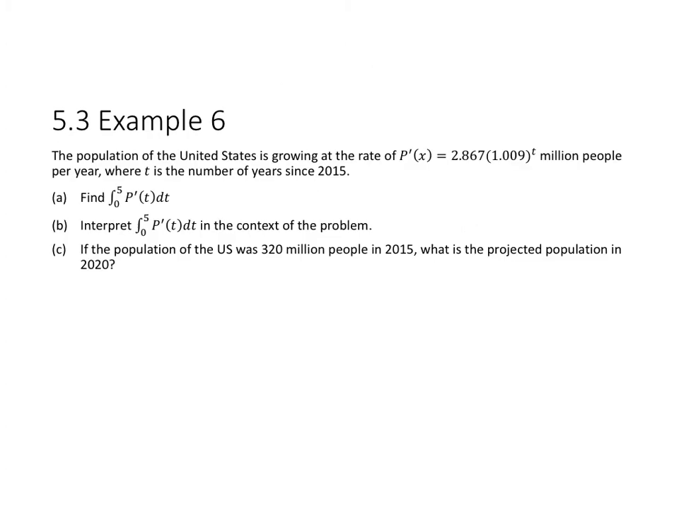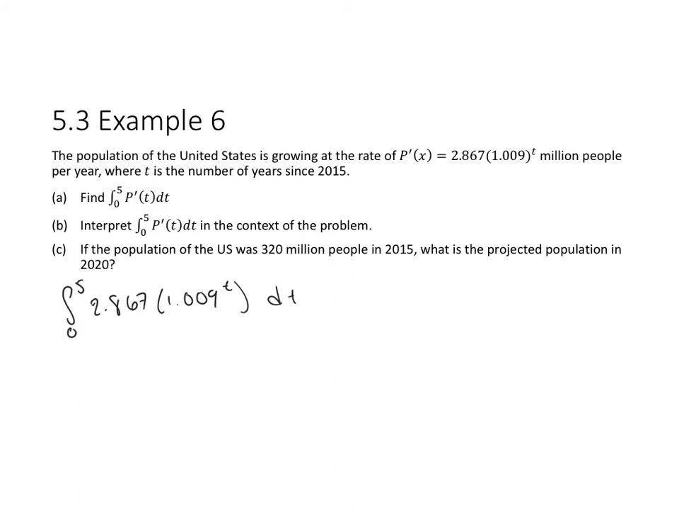Let's look at an application problem. The population of the United States is growing at a rate of P prime of t is 2.867 times 1.009 to the t million people per year, where t is the number of years since 2015. It wants us to find the area under the curve between 0 and 5 of P prime of t dt. So let's start by writing that antiderivative. We're going to go from 0 to 5 of 2.867 times 1.009 to the t dt.